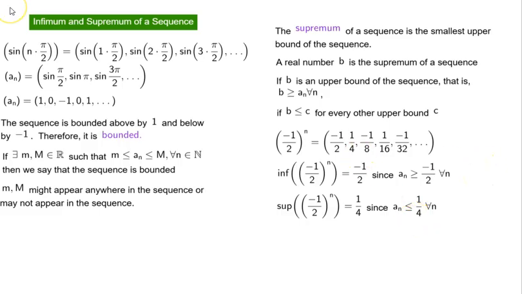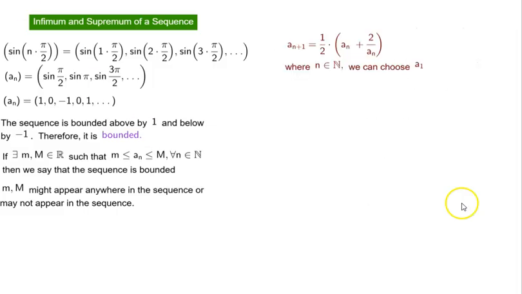Now let's look at some interesting examples. So here we have a sub n plus 1 is equal to 1 by 2 times a sub n plus 2 by a sub n, where n is in the natural numbers and we can choose a 1. We can choose any positive number. So let a 1 is equal to 1. So we choose the simplest option. a sub 1 is equal to 1.